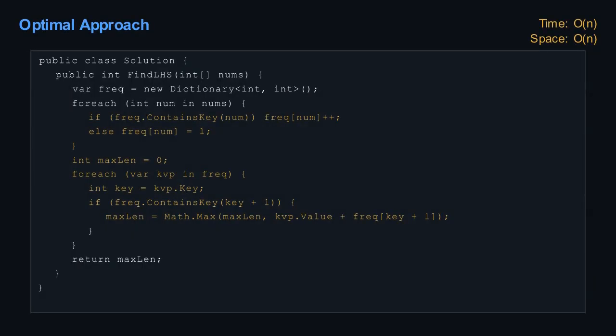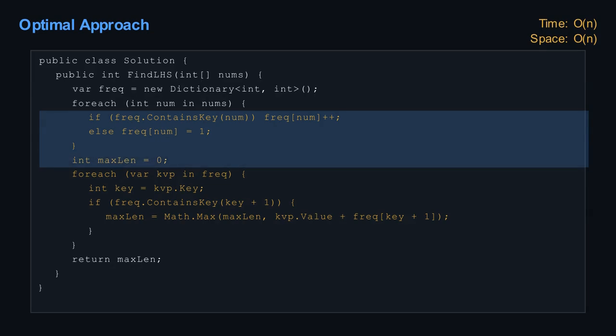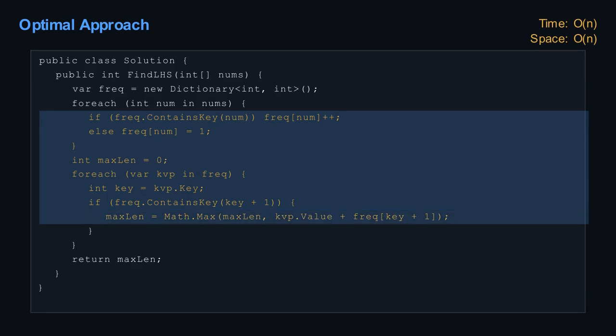The key insight is that we only need the frequency of each distinct number. First, we build a map from value to its count by iterating once through the array. Then we iterate over the map entries. For each key, we check whether the map also contains key plus 1. If it does, the combined count of the two keys forms a harmonious subsequence, and we keep the maximum of those sums. This single pass to build the map and a second pass over the distinct keys gives us the answer. Let's trace the optimal method on the example.